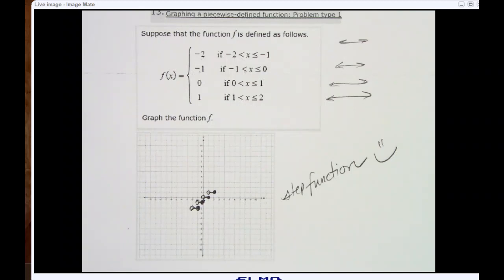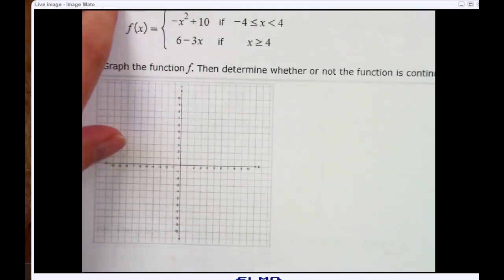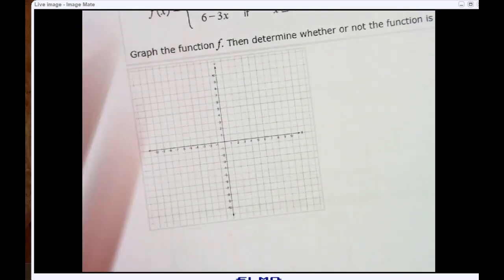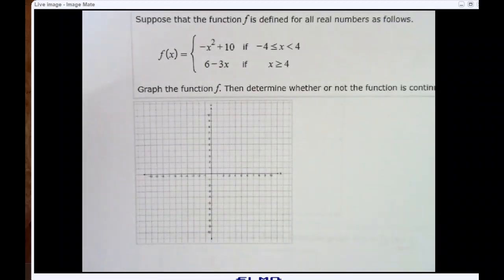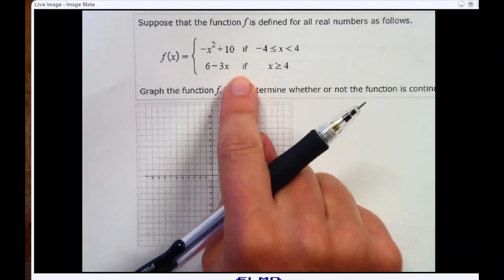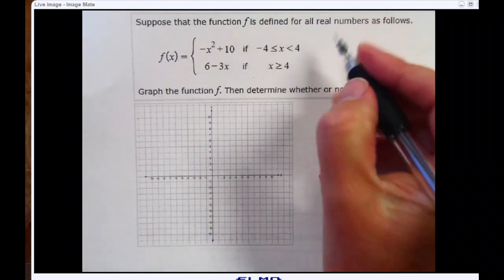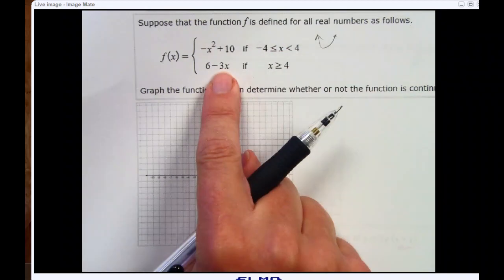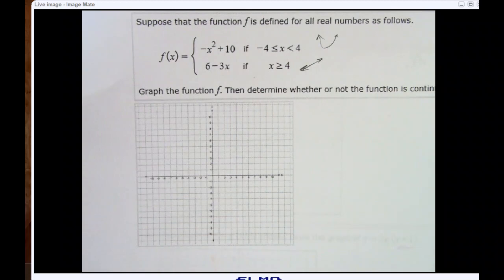I'll give you a second longer on that one. Last one, we have arrived, we have arrived, we have arrived. We've got two pieces. This is part of what? This one's part of a parabola. This one's part of what? Part of a line.